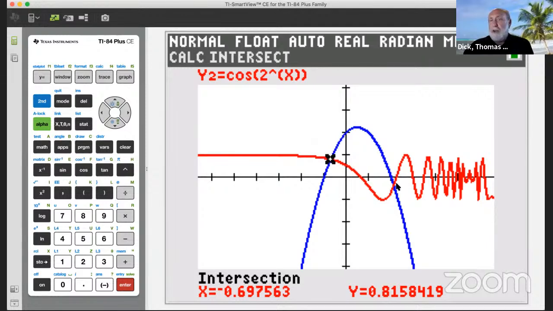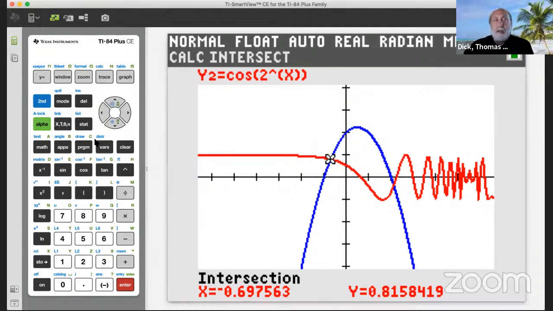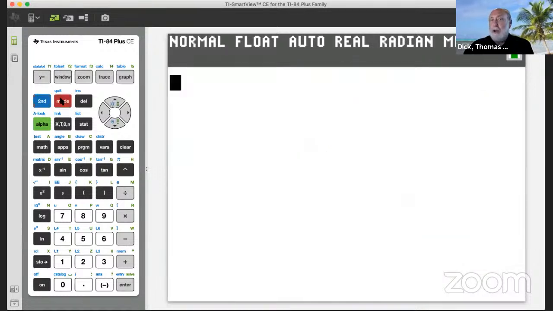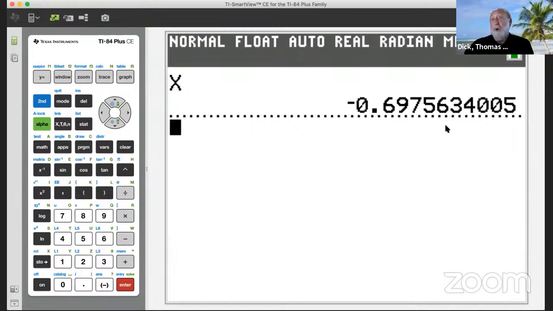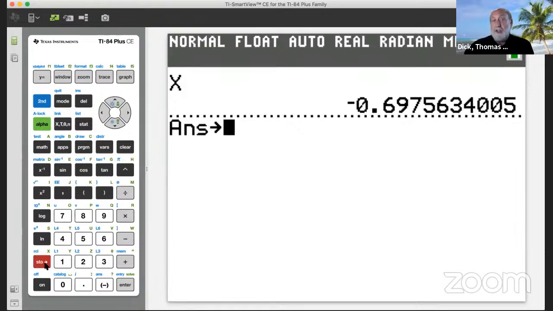Now, before I go to find that second intersection point, I'm going to go ahead and leave the graph. And you saw that X value for the intersection. I'm just going to pull up X. And notice that that value's there. There it is. In fact, it's being displayed to even more decimal places than we had before. And the very first thing I'm going to do is take that value and store it into something I can refer to easily.